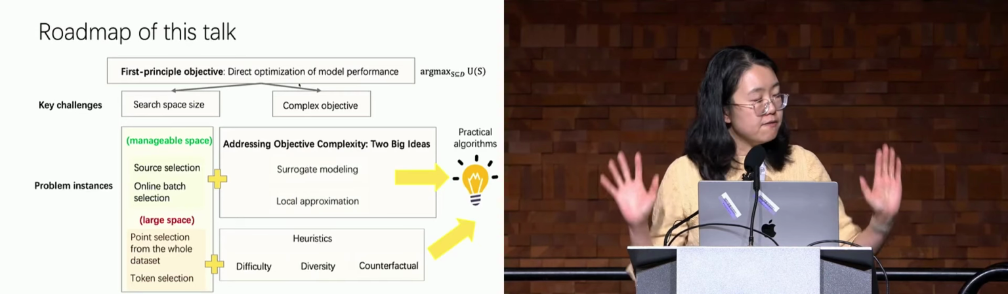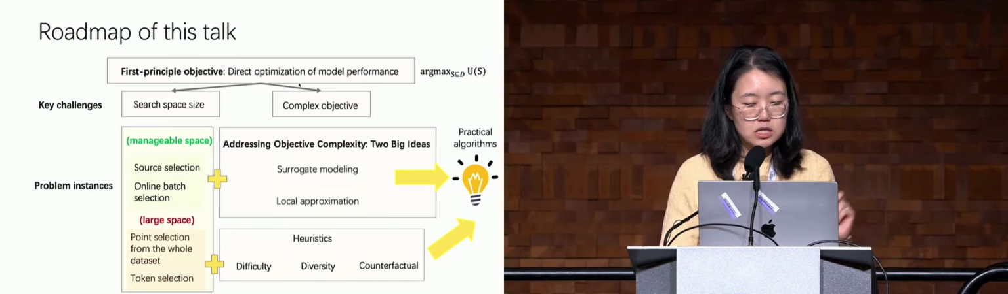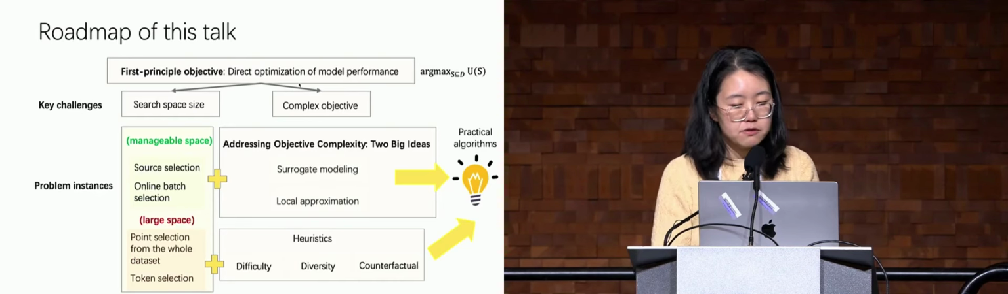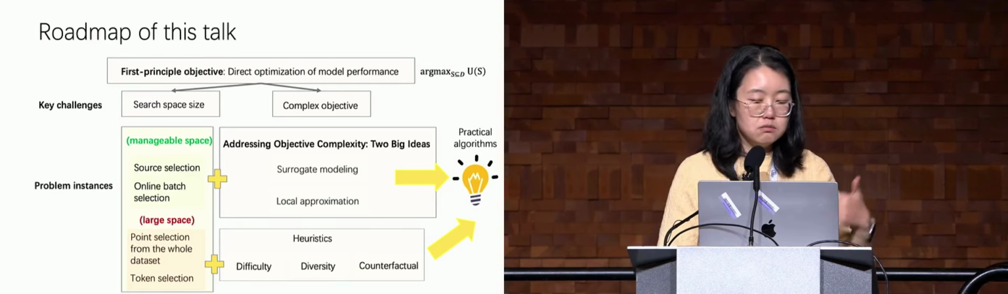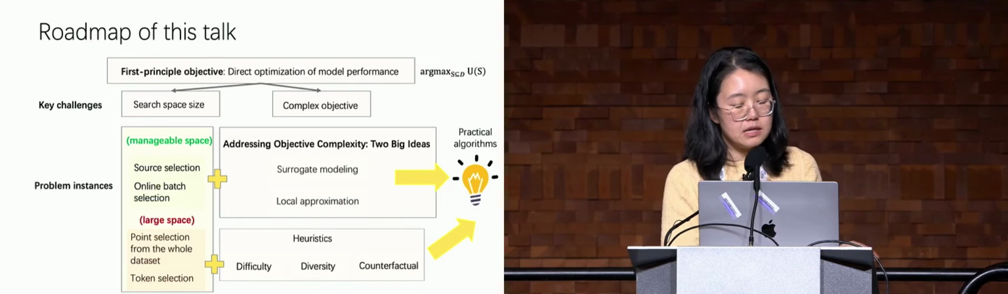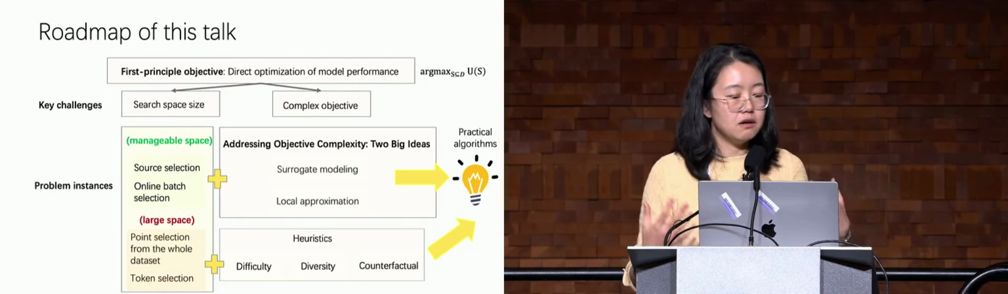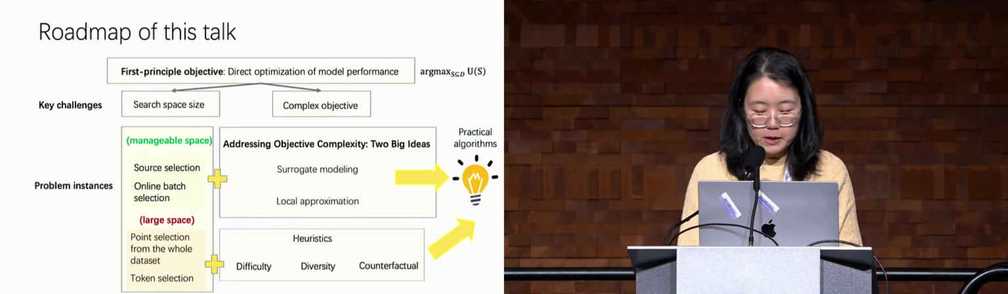But if you only invest compute in these two regions, you can achieve comparable performance, or even better for some models, than the performance you can achieve by selecting data throughout. So this really shows the promise of data selection in a dynamic way.